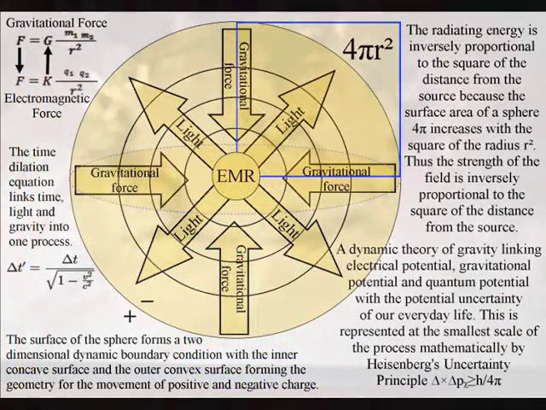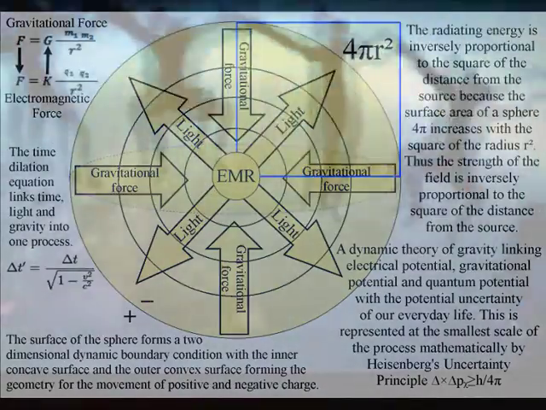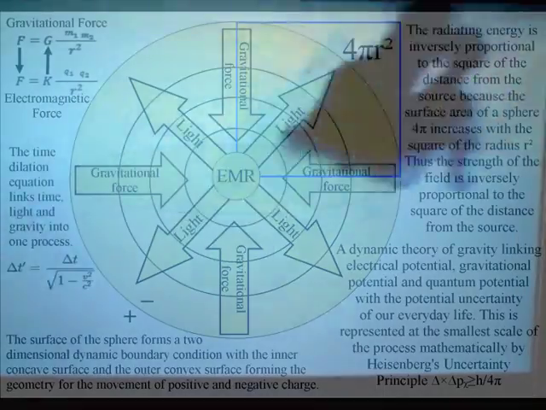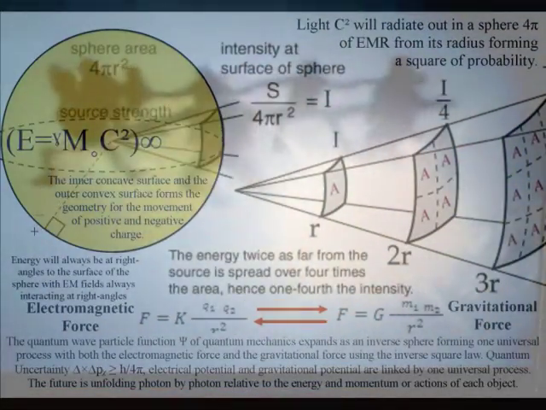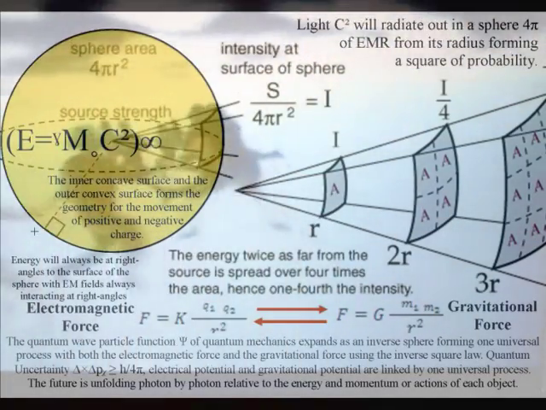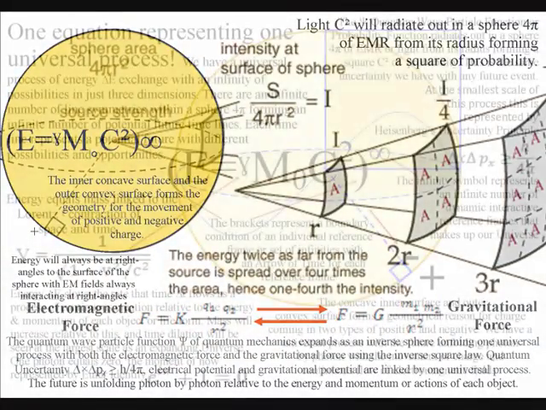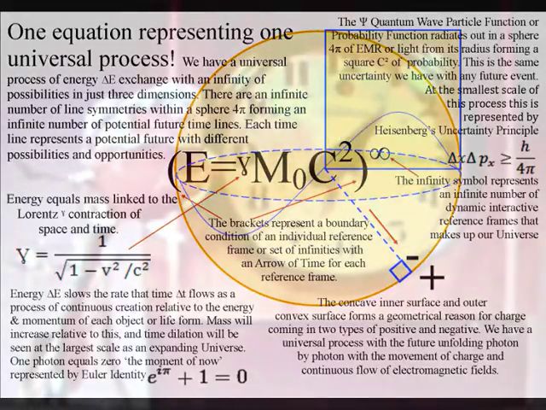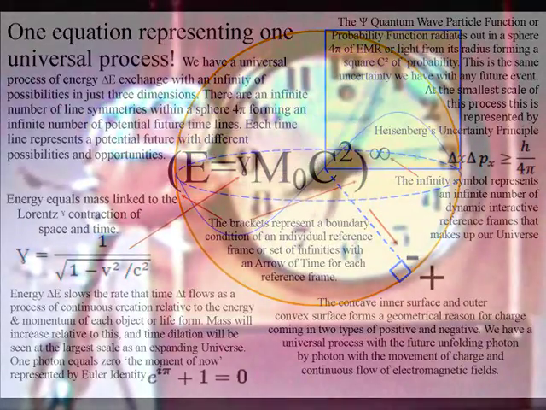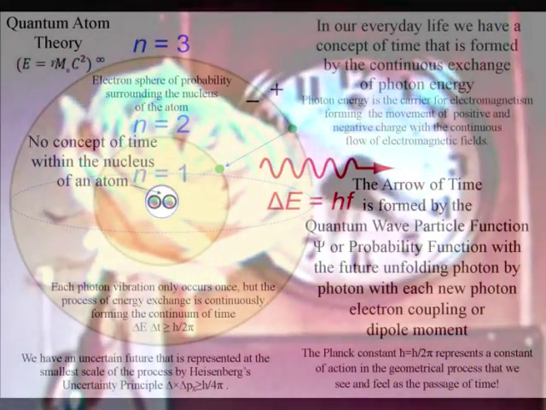In such a theory, it would be energy, not mass, that would form gravity, with gravity being a secondary force to electromagnetism. This can be seen mathematically, with both gravity and electromagnetism sharing the inverse square law. This can be explained if we say that energy equals mass linked to the Lorentz contraction of space and time. The Lorentz contraction represents the time dilation of Einstein's theory of relativity, slowing the rate that time flows as a universal process of energy exchange or continuous creation.